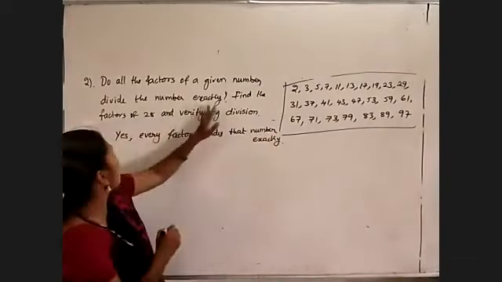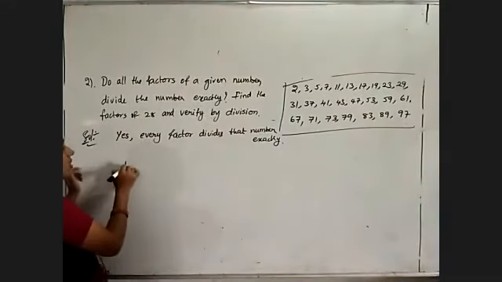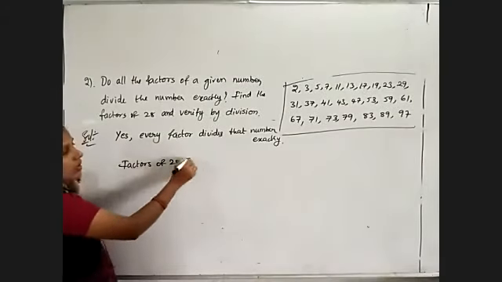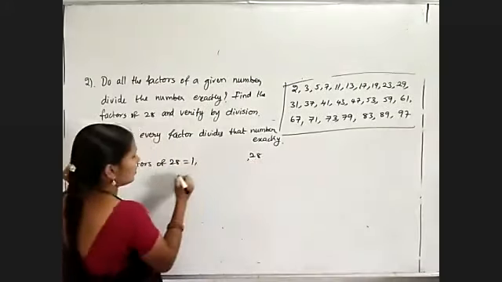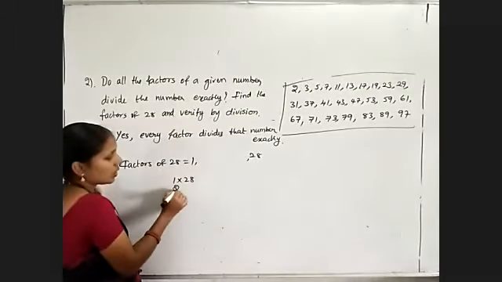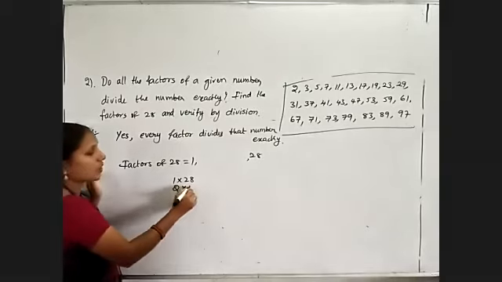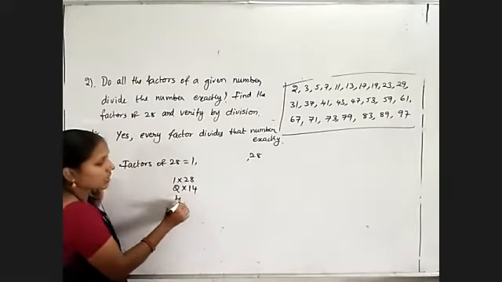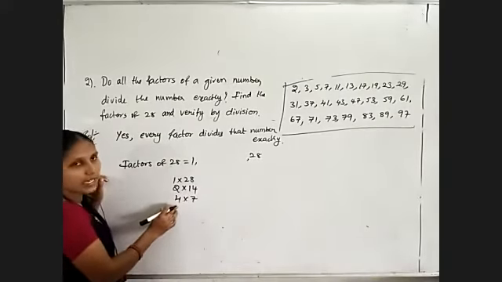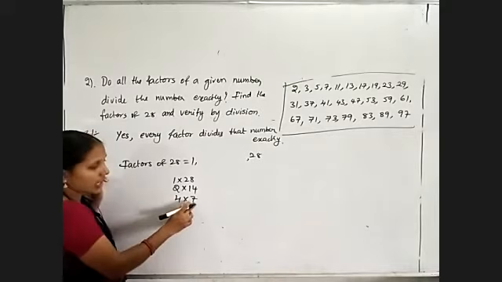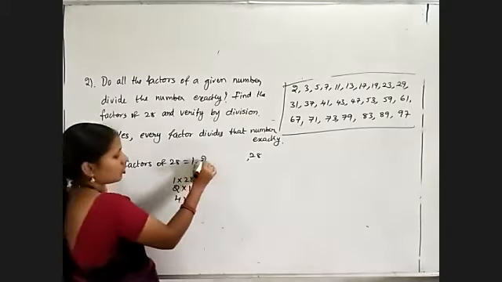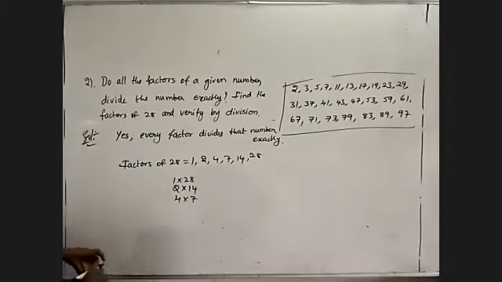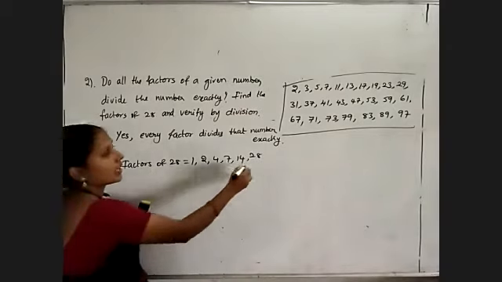And next, find the factors of 28. So what are the factors of 28 we want to find? Factors of 28 equal to: 1 times 28 is 28, so here I am writing first 1 and 28. 2 table also, because here 8 is there. 2 times 14 is 28. And 3 table, it will not divide. 4 times 7 is 28. 5 table, 6 table, we will not get. 7 already came. So what are the factors? 1, 2, 4, 7, 14, 28. That's all. So these are the factors of 28.